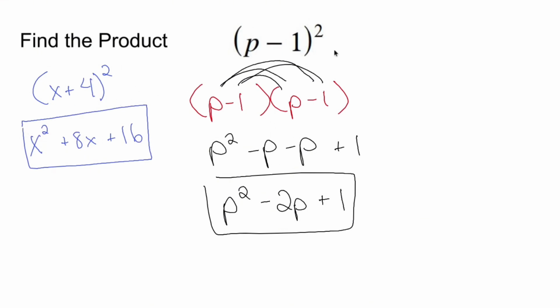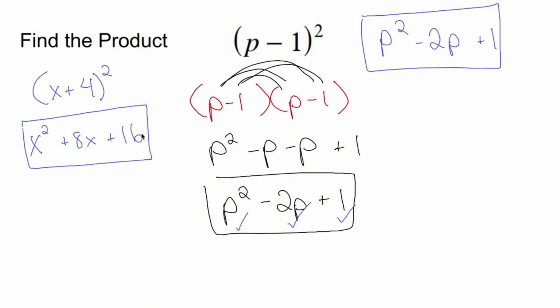Let's use that shortcut to double check what we have. What did I say? We could take the first term, square it, check. We could take the last term, which is negative 1, square that, check. And then the middle term is going to be 2 times the first term times the second term. So 2 times p times negative 1 is negative 2p, check. Perfect square trinomials follow different rules, but if you memorize the shortcut, it goes pretty fast.